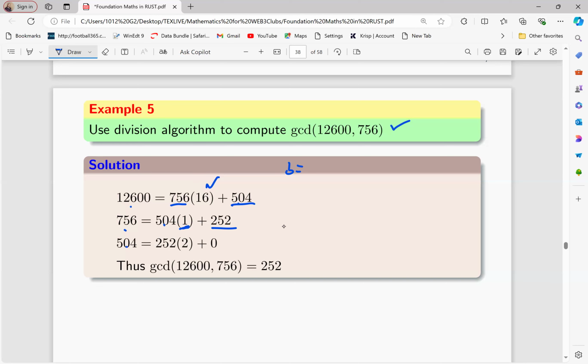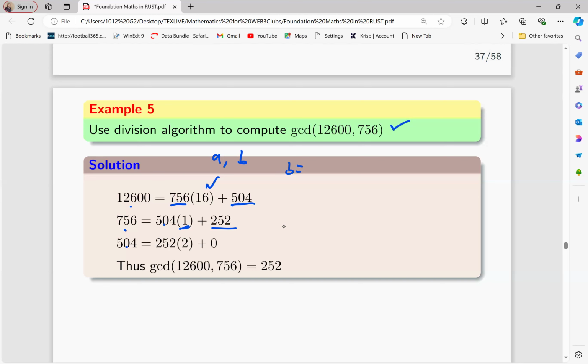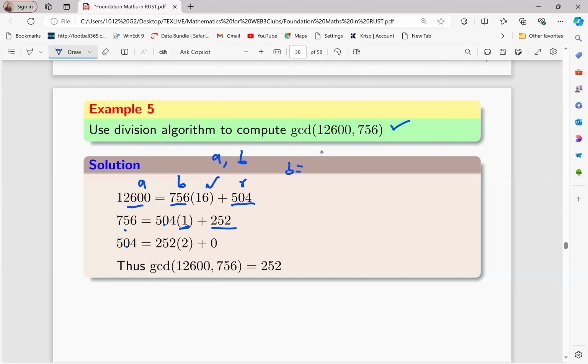So you can see at every point, we began with A and B, and they're changing. So we say A is mutable and B is mutable. That means they're not fixed, they're changing at every stage. This was our A to begin with, and this was our B, and here is our remainder. Then B goes into A some number of times, and that is the remainder. Then the next time, this remainder now becomes B.